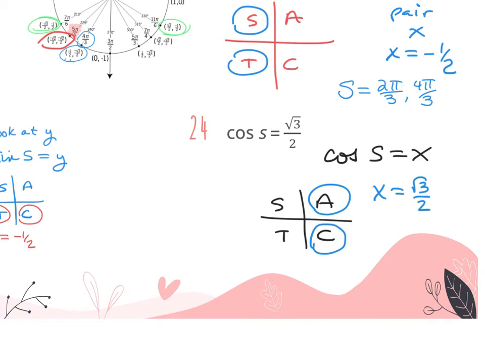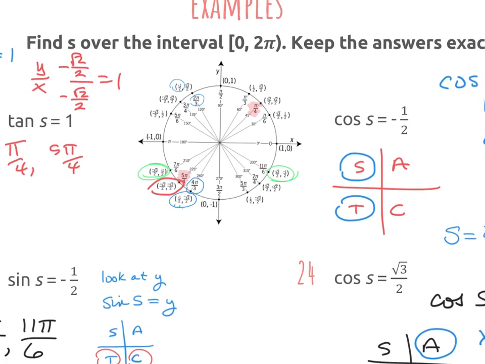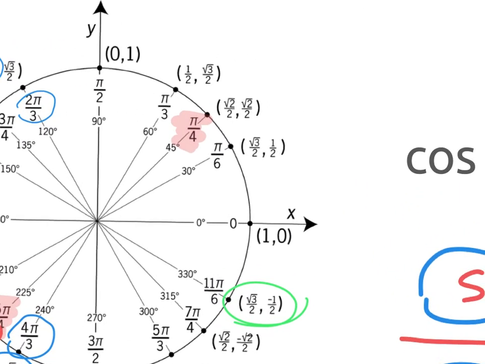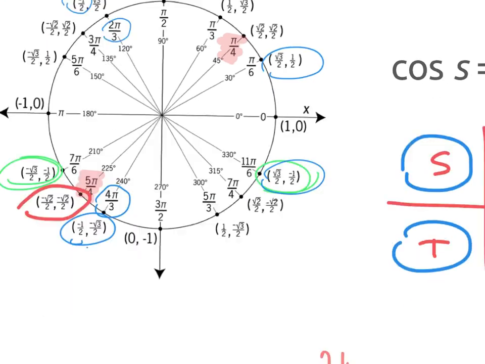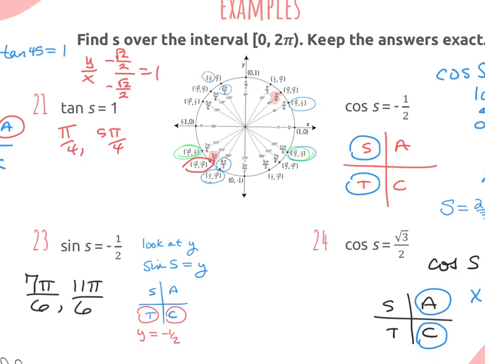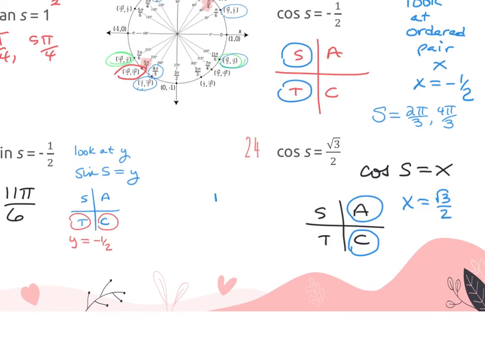So let's go up to the unit circle. And then x is equal to root 3 over 2 right here at pi over 6 and at 11 pi over 6. And those are my two answers. And that's what s equals.